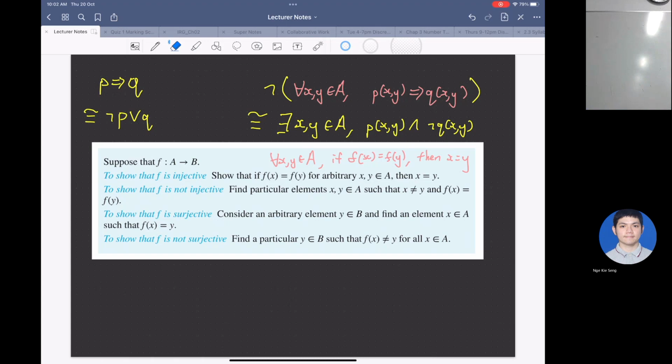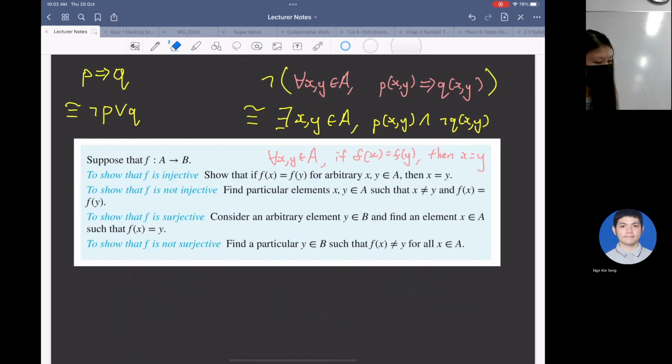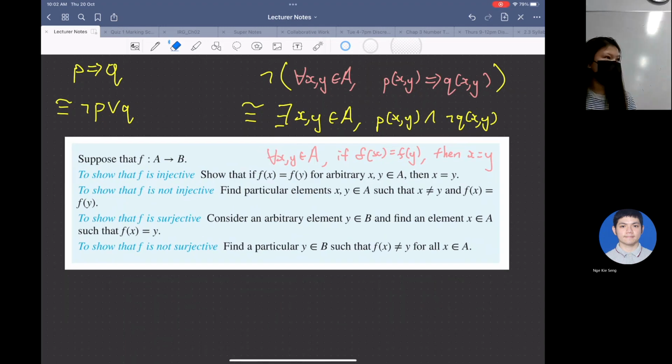Okay, so for injection here, you need to start with an element, a point in A first. Point in A. So we start from the domain, not from the codomain. But you think that you start from the codomain. It starts from the domain.